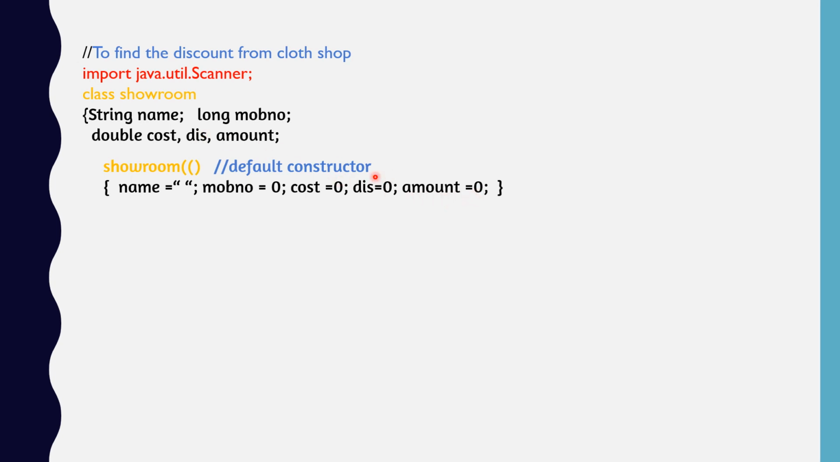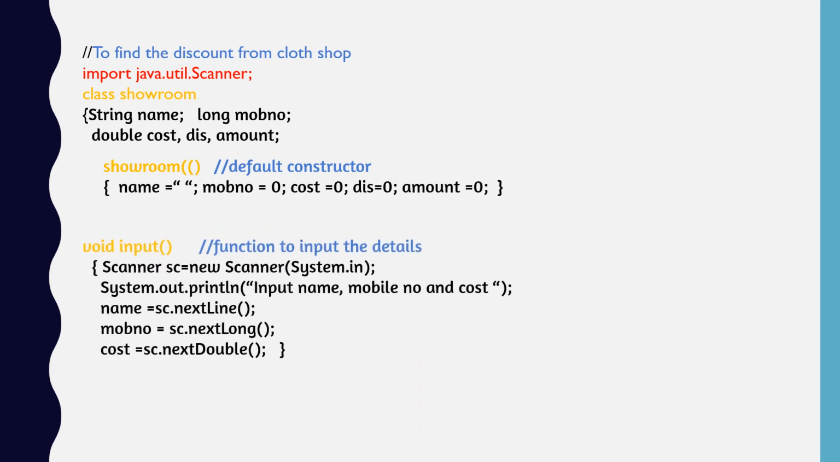If you want, we can have 0.0 in double variables. And now void input. Input name, mobile number, and cost. So here the Scanner class is used because we are inputting here in void input: Scanner sc is equal to new Scanner, and then give the message, name is equal to sc.nextLine, mobile number is equal to sc.nextLong because mobile number is declared as long.